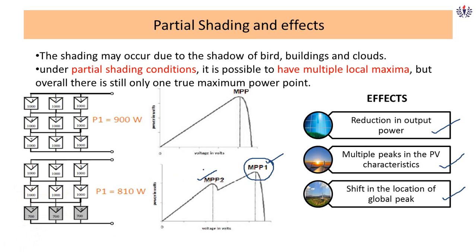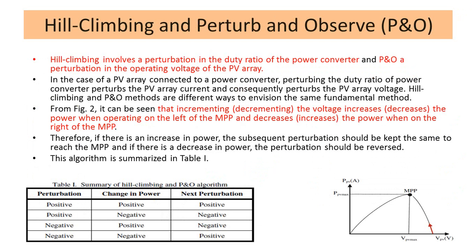Now let us check how to do it with respect to our algorithm. Yes, hill climbing or perturb and observe algorithm. Now yes, it's very important. Please be careful and attentive, so that it will be helpful for you to understand. Now let me consider my IV characteristics and PV characteristics. The PV characteristics is already there, so I will draw only my IV characteristics here.